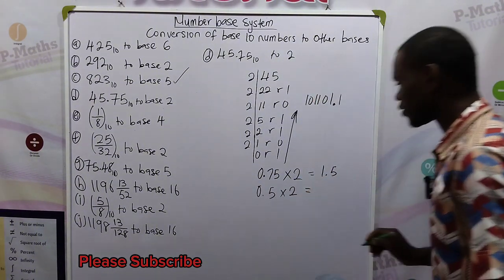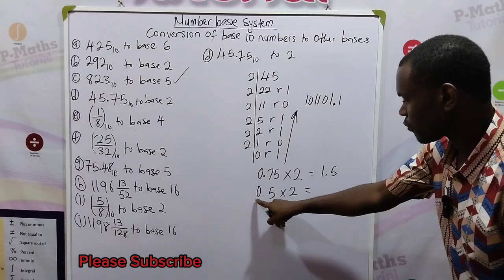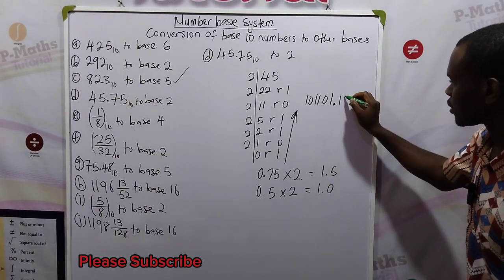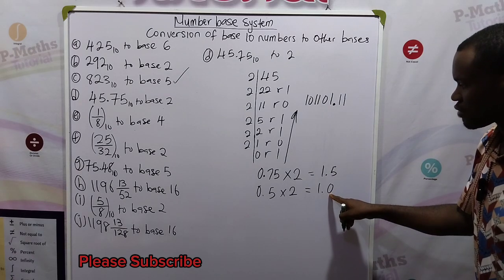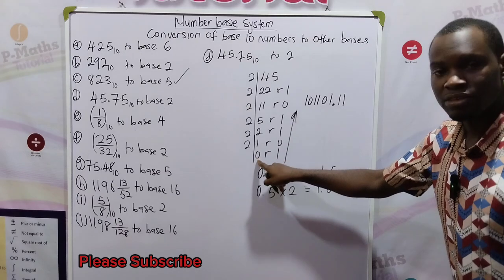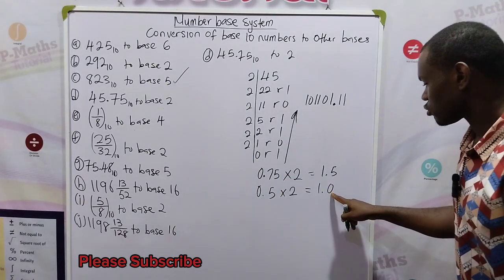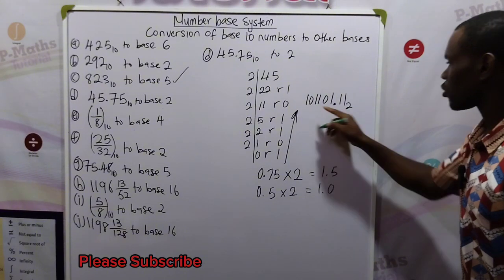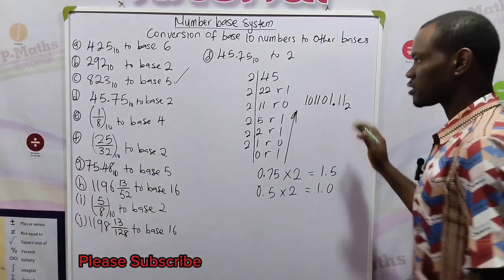Multiply it by 2 again. 2 times 0.5 will give us 1.0. Take the whole number part again, that is 1. Now, since we have a 0, we stop multiplying. Remember, in the case of division, once you get a 0, you stop dividing. Then here also, once you get a 0, you stop multiplying. So the solution becomes this, right?